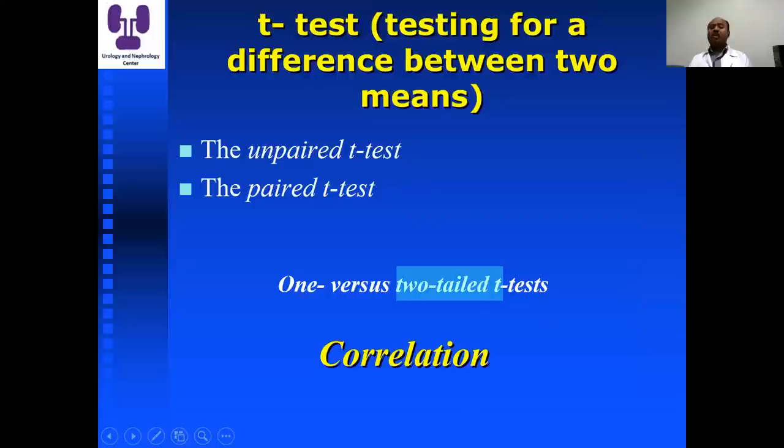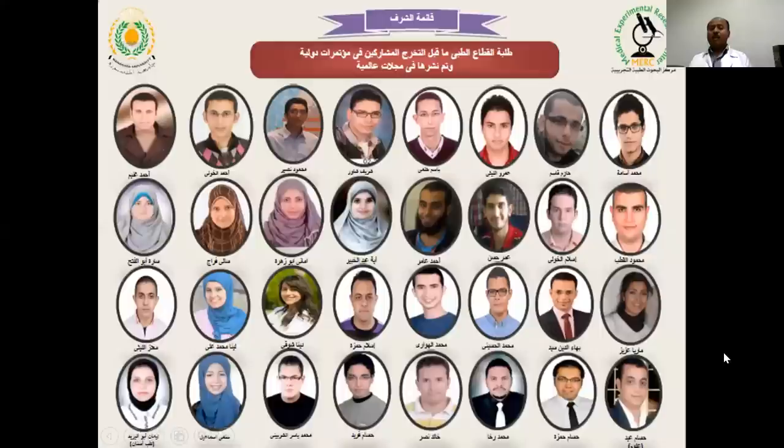We use the two-tailed test. Correlation is used when I build the relationship between two quantitative variables within one group of patients, and we use R. For qualitative categorical values, we use chi-square. So this is a simple revision.